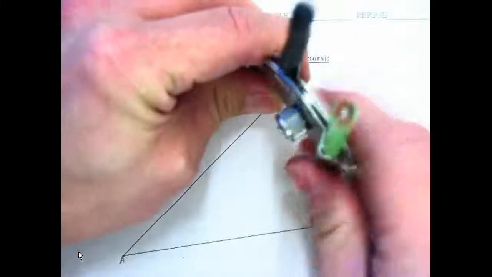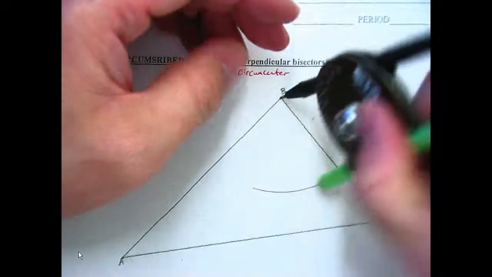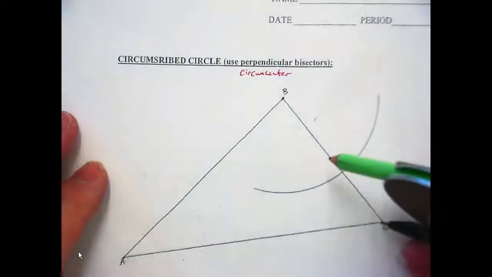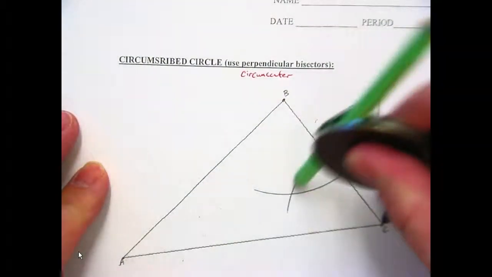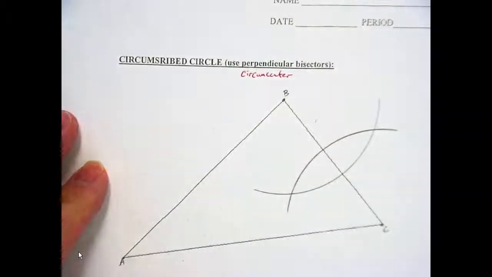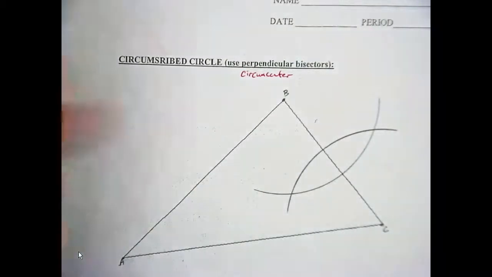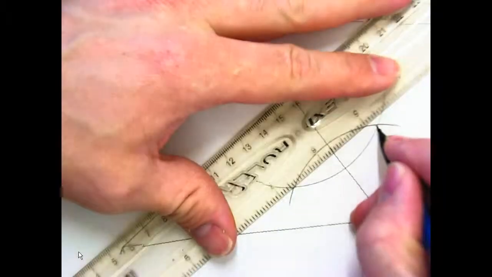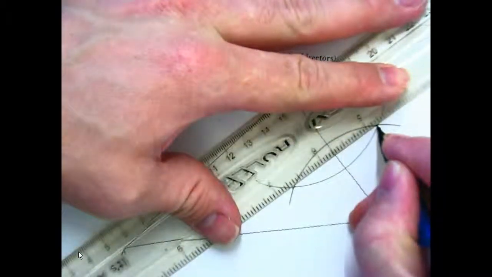So it's got to be opened up at least two-thirds of the way or so. Okay. Put it on C. Okay, don't adjust it. Put it on C. Do the same thing. There we got it. Very good. All right. And then we draw a line using this and this. Well done. Okay. So that is going to give me my perpendicular bisector.